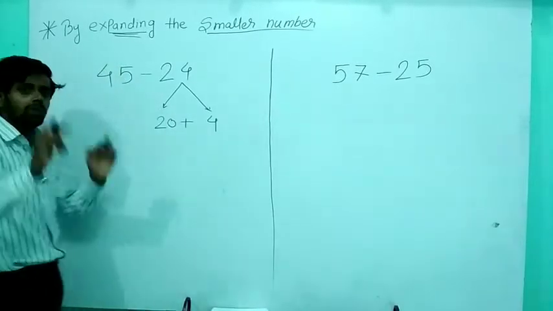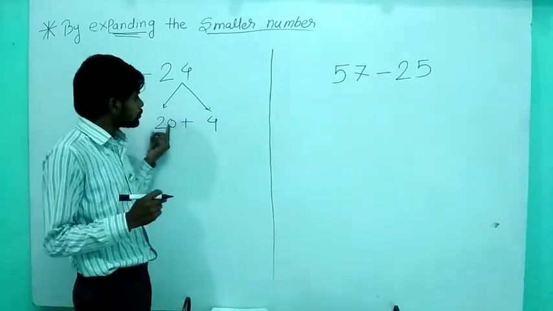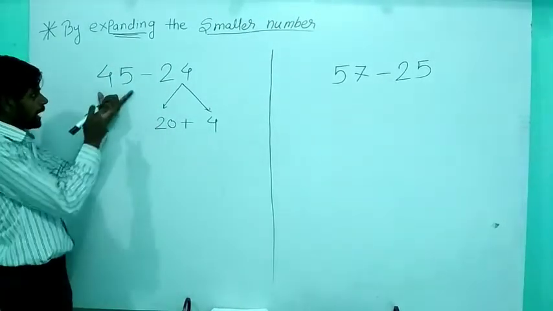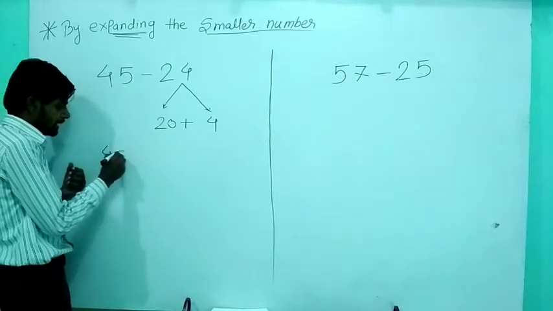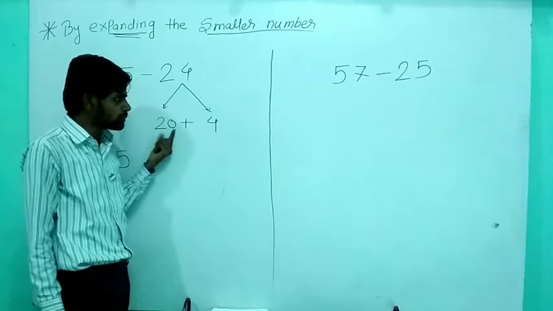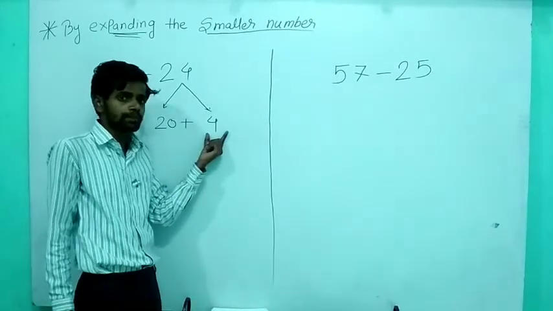Now what we will do? We will subtract these two numbers step by step. हाँ, okay, क्या करना है हम लोगों को? अब इस 45 में से पहले हम लोग 20 को subtract कर देंगे, फिर जो आंसर आएगा उसमें से फिर से 4 को subtract कर देंगे.